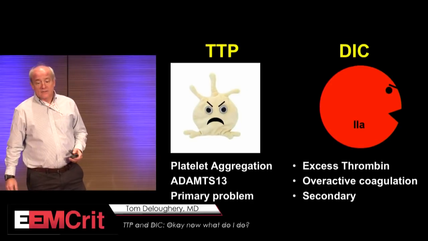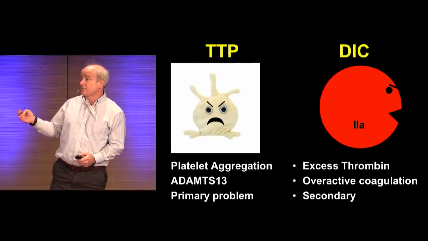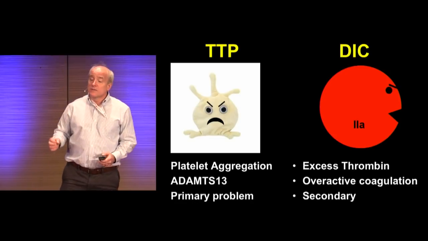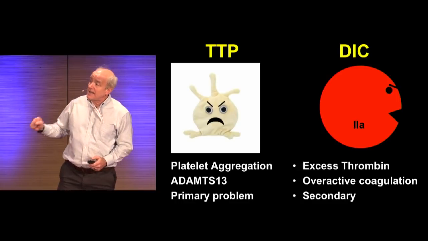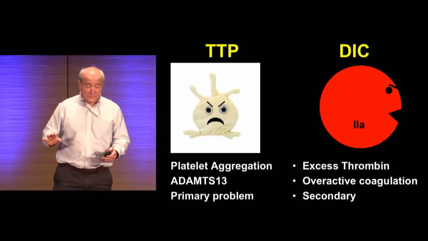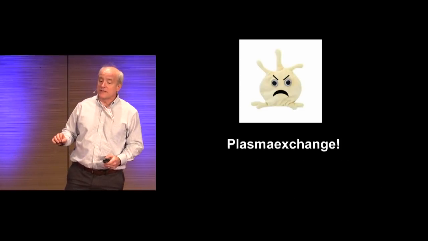As you recall, TTP is a disease of platelet aggregation. We're missing ADAMTS13, and it's the primary problem. Conversely, DIC is excess thrombin generation, overactive coagulation, and almost always due to something else, like maybe eating too much gluten. So how do we treat these?